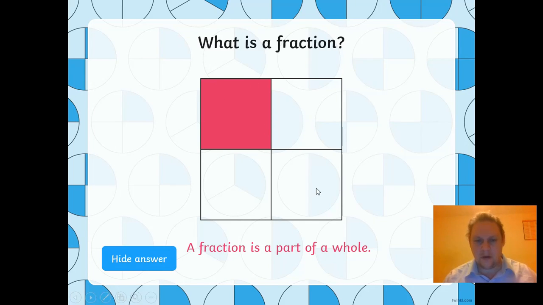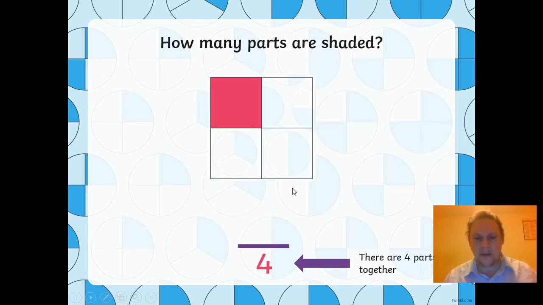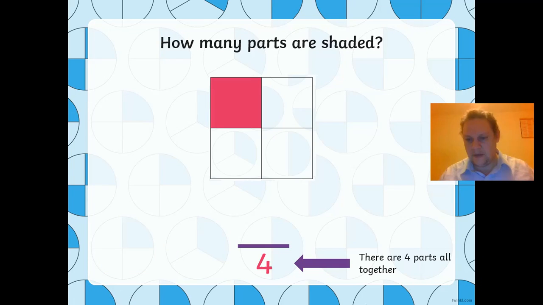Okay, so here we've got a whole, something all together, and then we've shaded one part of it. Now, how many equal parts are there to this whole? Well, we've got 4 equal parts. 1, 2, 3, 4. Now there are 4 parts altogether.